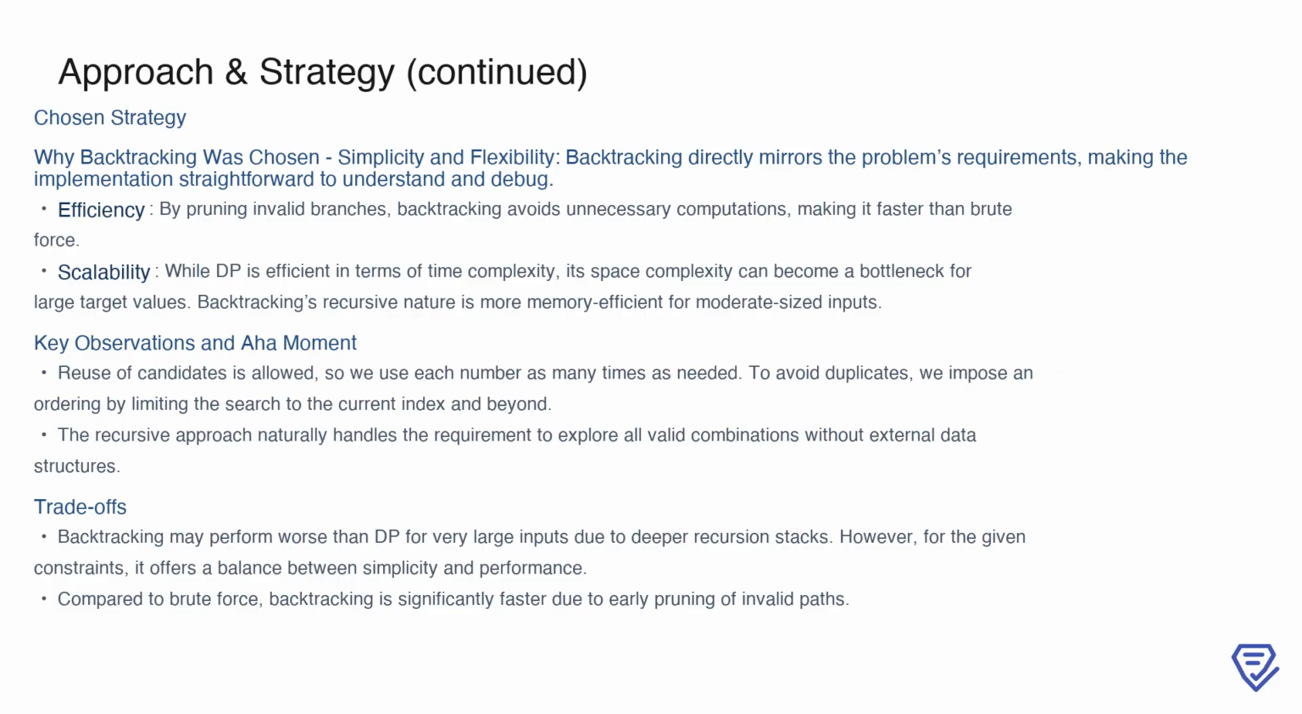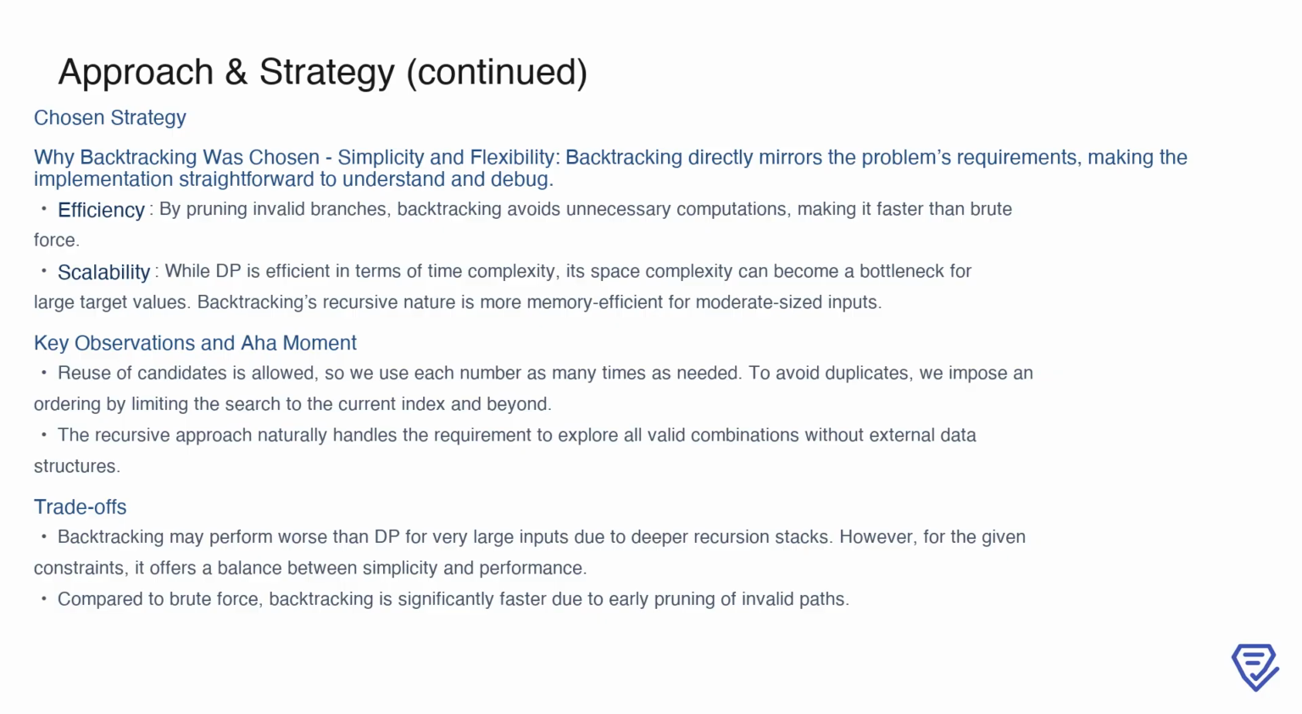Backtracking is efficient because it prunes invalid branches early, avoiding unnecessary computations and reducing overall runtime compared to brute force. In terms of scalability, while dynamic programming may offer better time complexity, its higher space usage can be a drawback for large target values. Backtracking, with its recursive nature, is more memory efficient for moderate-sized inputs.